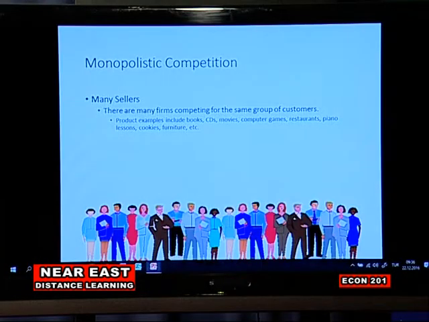So what are the attributes of monopolistic competition? First, there are many sellers, products are differentiated, then there is free entry and exit, just like in the case of perfectly competitive firm. So monopolistic competition is a market whereby there are a lot of sellers selling differentiated products.